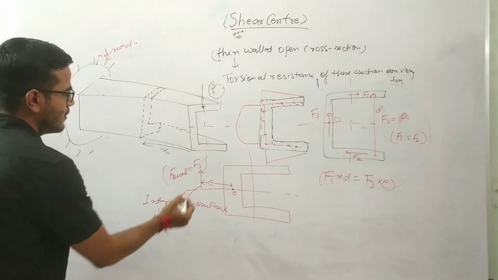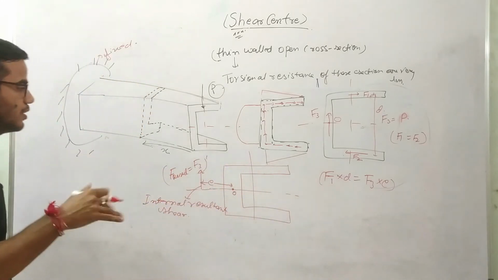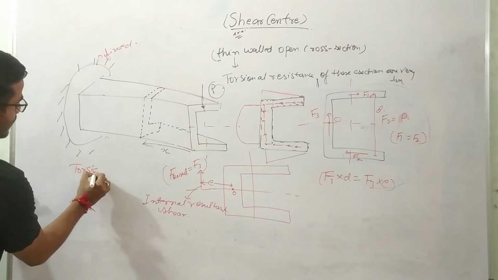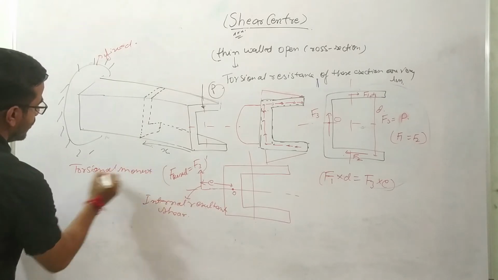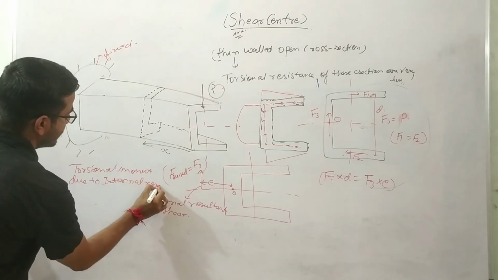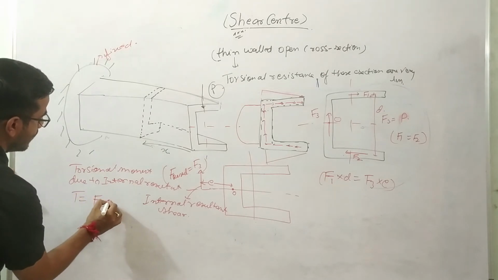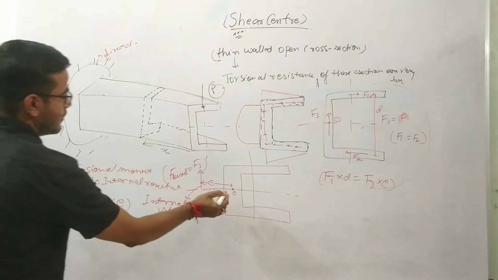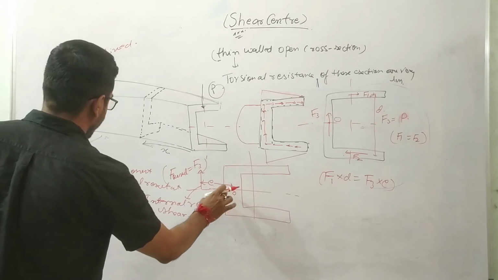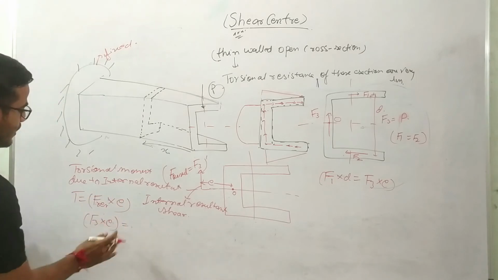Now this cross section is having some torsion moment. Some torsion is there in this cross section. The torsion moment due to internal resultant shear is nothing but T equals F resultant into E, about this point, right? So the torsion generated about this point is F resultant into E, which is nothing but F3 into E.